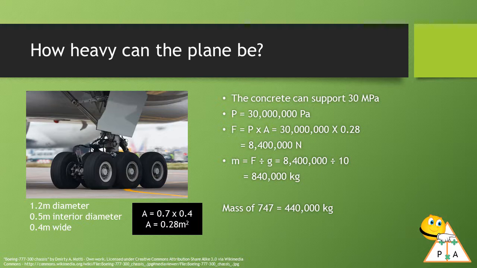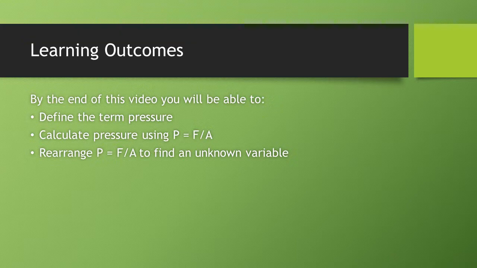So the concrete is definitely going to be strong enough to support this plane, given that it's got 6 wheels here, which obviously reduces the pressure by a factor of 6. So now you know that pressure is equal to the force divided by the area, and you can use the pressure equation to find pressure, force, and area.